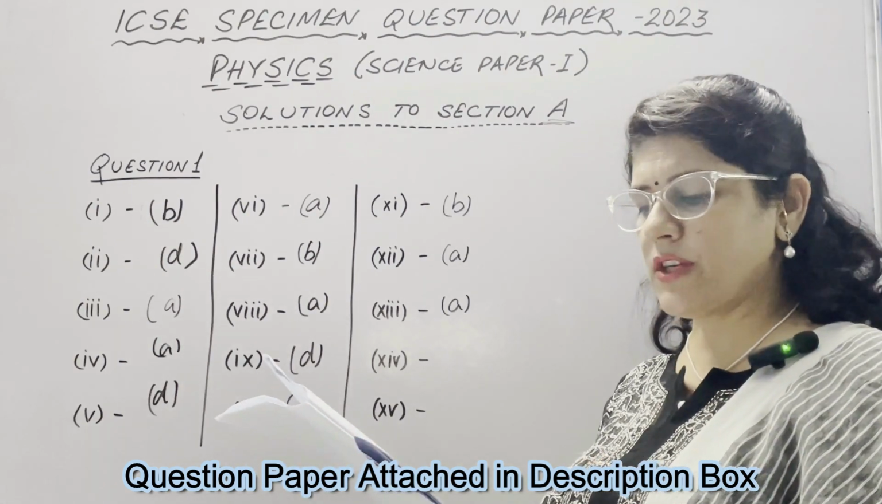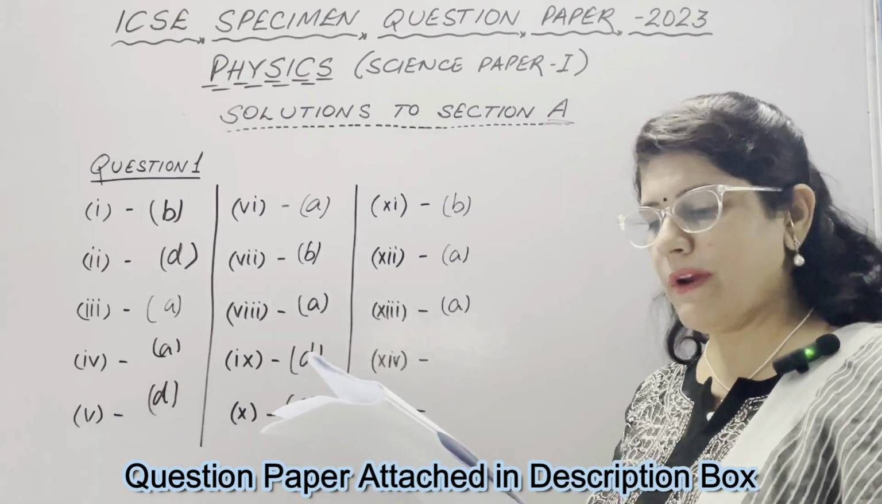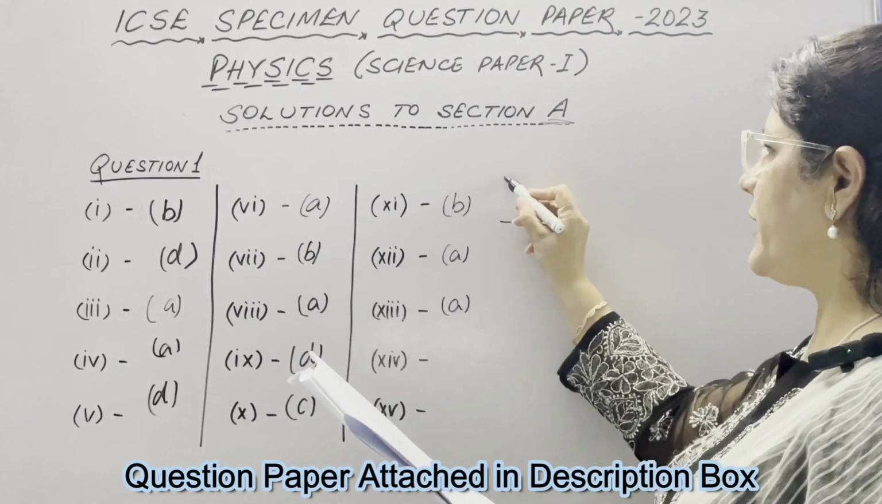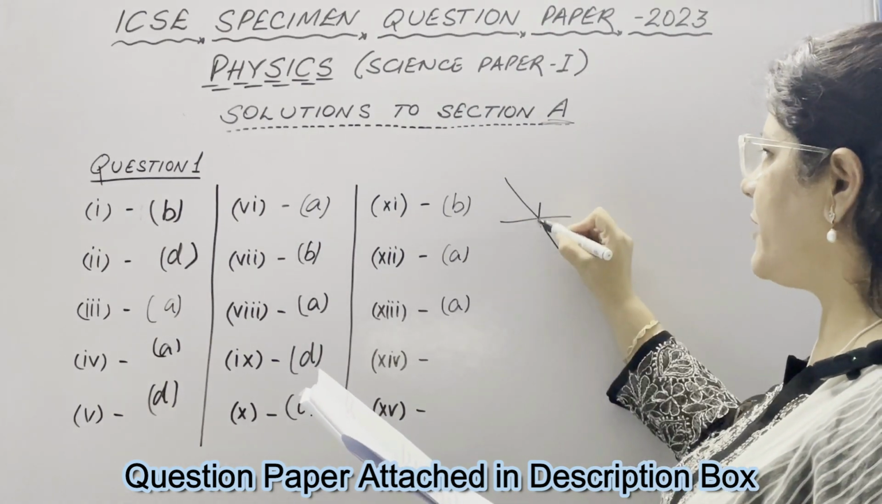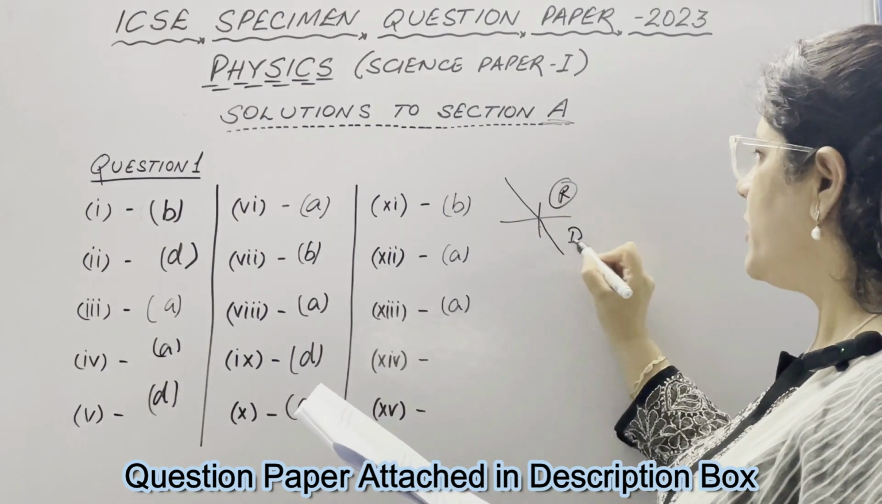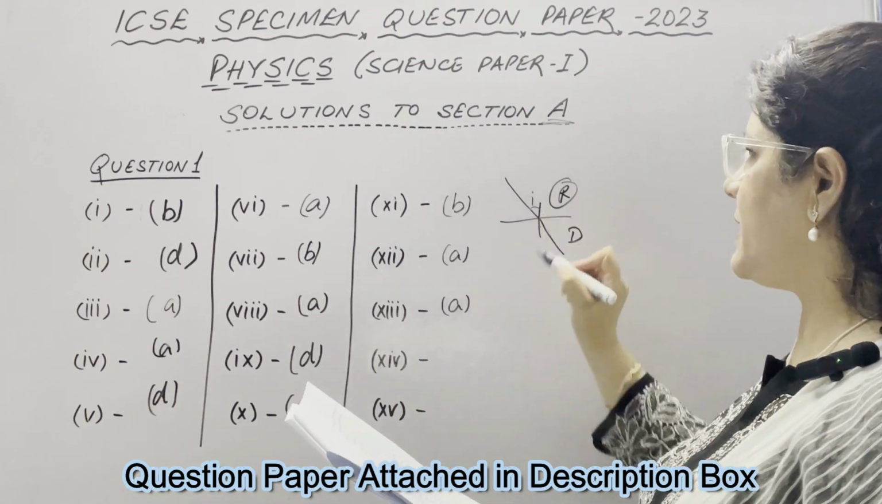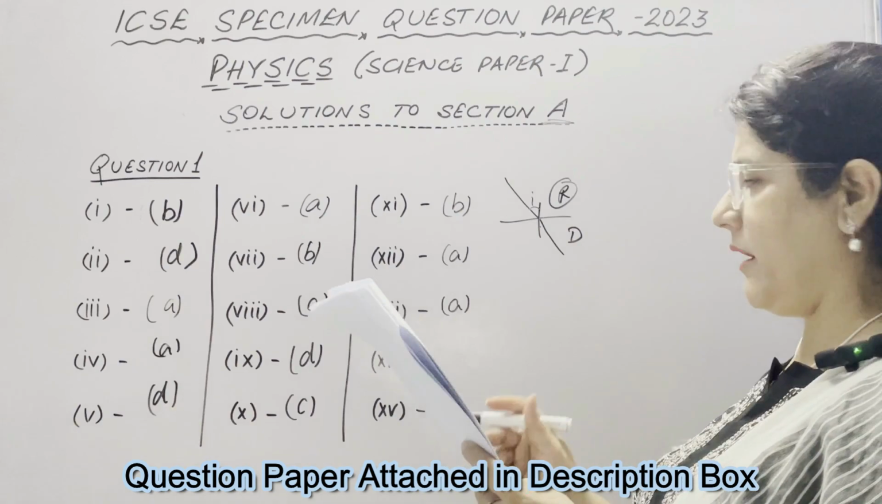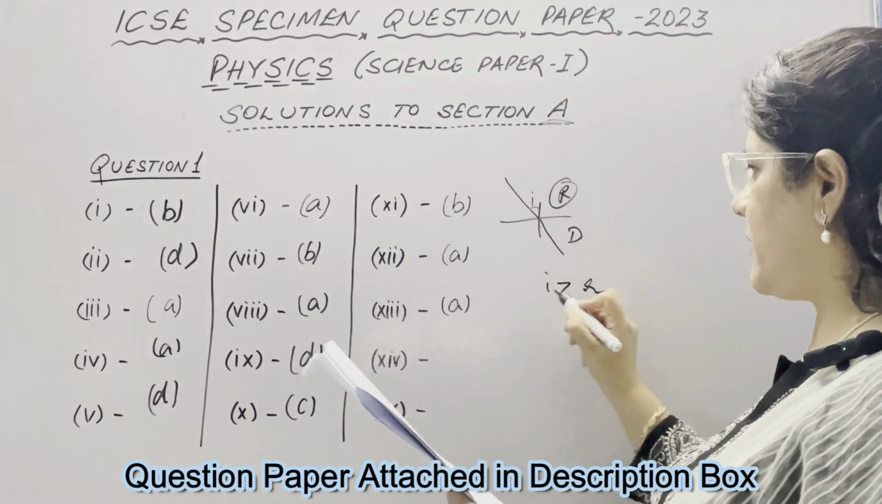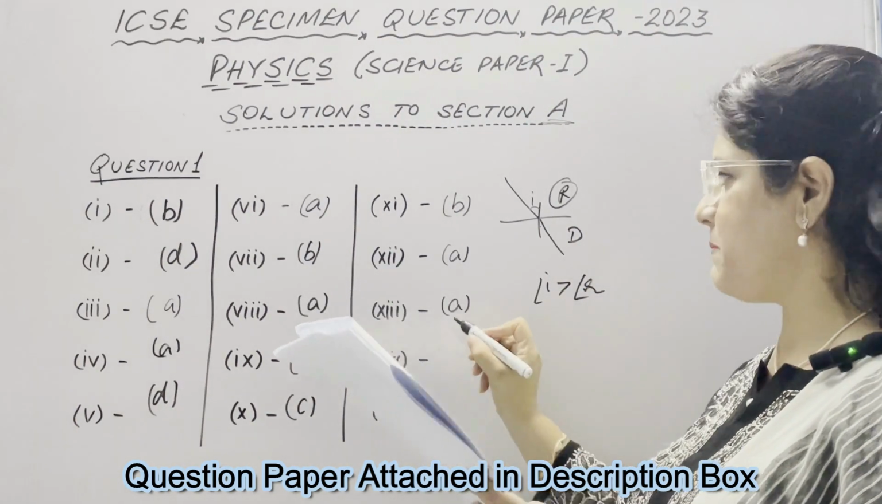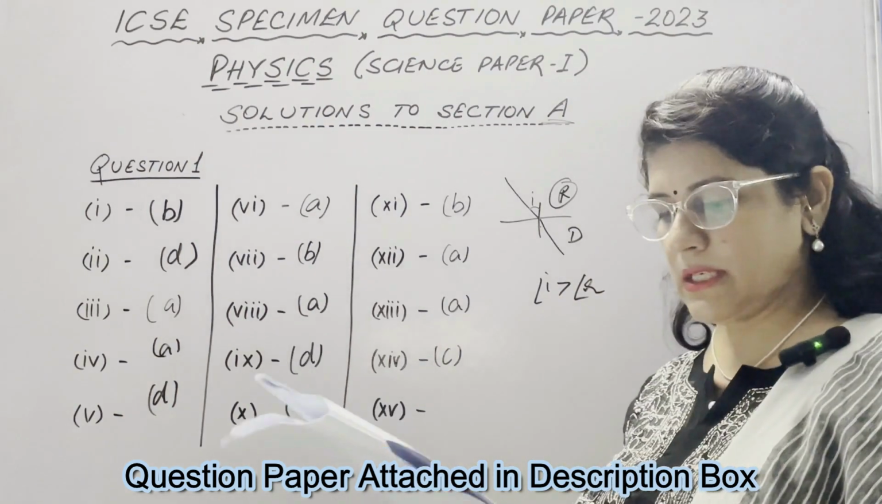In 14th, while entering from medium A to medium B, if light slows down, we all know that if light slows down, it means light is entering from rarer medium to denser medium. And if light is entering from rarer to denser, it means I is greater than R. So angle of incidence is greater than angle of refraction. It means option number C is correct.